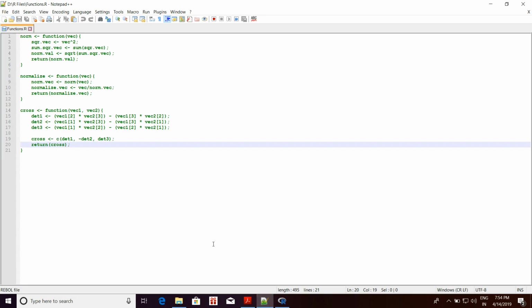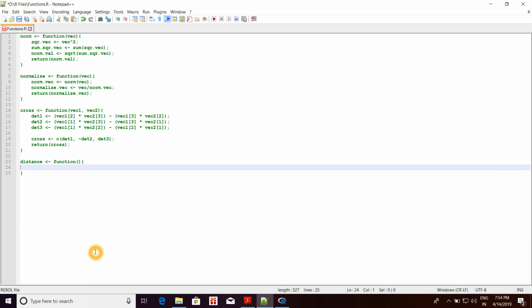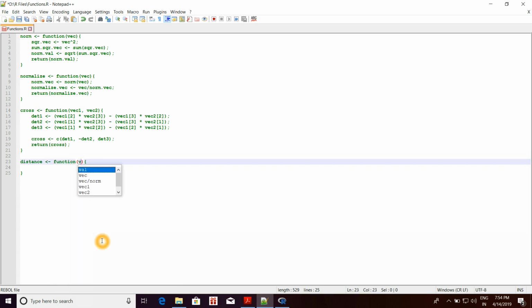Now we will create a function called distance, which will calculate the distance between two vectors. So we will name that function distance, and that is equal to a function definition, and that is the body of that function. The input to the distance function is the two vectors, that is vec1 and vec2.